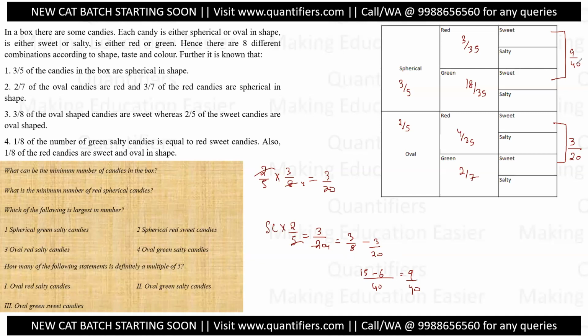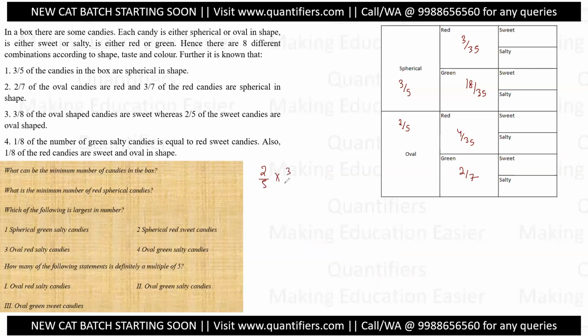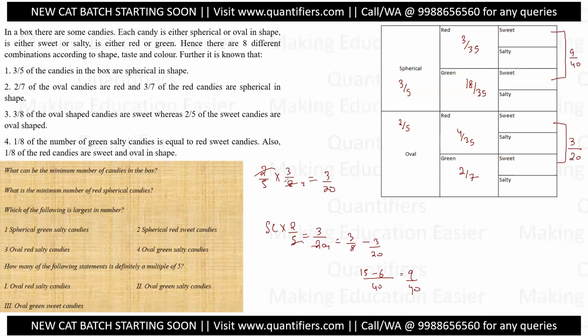Now, this is given to us. 3 by 8 of the organized sweet variance. So also the last sentence is left. 1/8 of the green salty candies is equal to red sweet candies. 1/8 of green salty is equal to red sweet. All right. Okay. What else is given?